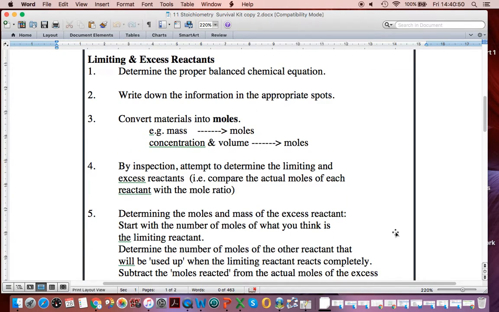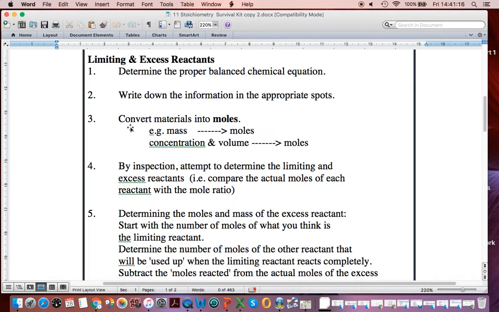Limiting excess is very similar. Again, starts with a balanced chemical equation. You write down the information in the appropriate spots. There are some giveaways that it's a limiting excess question. One is if it says calculate the limiting or calculate the excess. Well, duh, it's got to be that. Another clue is if it gives you all the information about the reactants. Then you know for sure it's limiting excess.